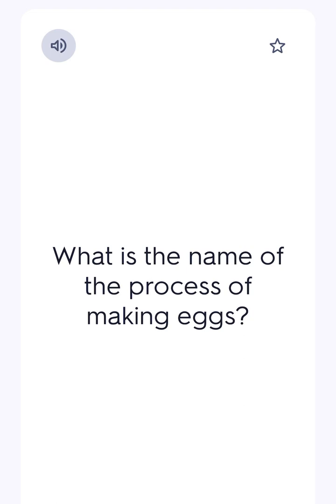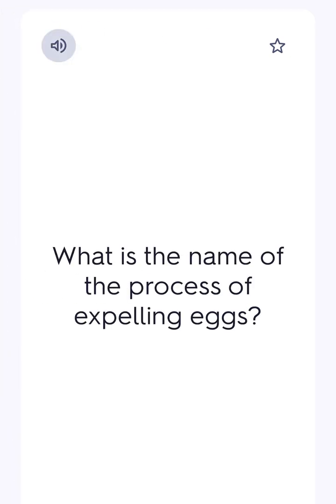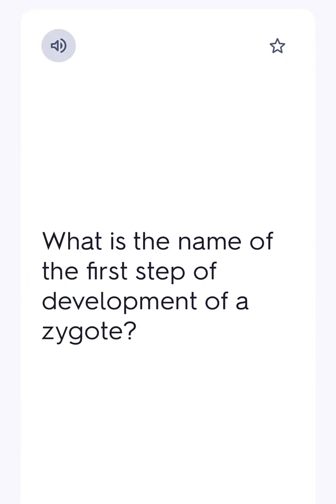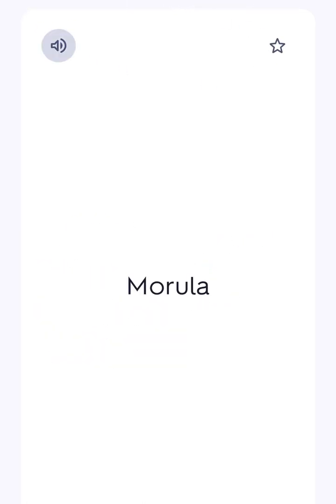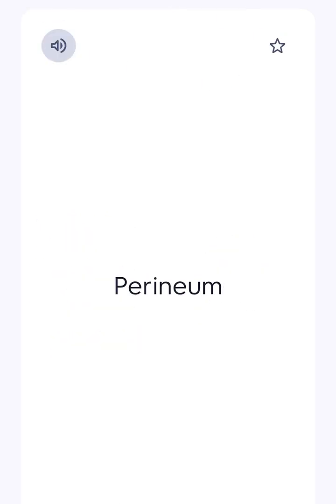What is the name of the process of making eggs? Oogenesis. What is the name of the process of expelling eggs? Ovulation or ovipositioning. What is the name of the first step of development of a zygote? Morula. What is the name of the territory between the vaginal introitus and the anus? Perineum.